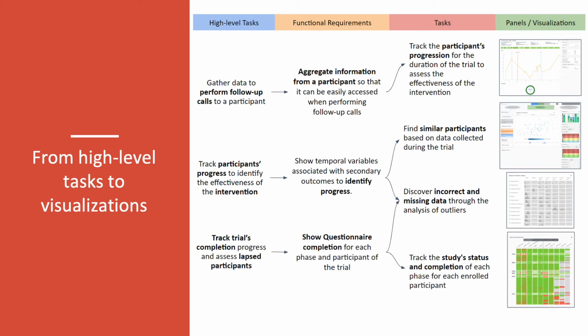The third high-level task is to track trials completion progress and assess lapsed participants, which needs the information about questionnaires completion per phase. The questionnaire status view allows the epidemiologists to track the study status for each participant.